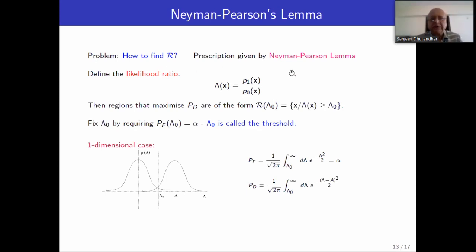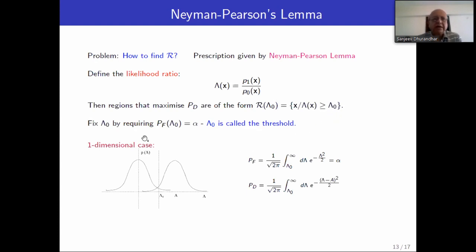How to find R? The prescription is given by the Neyman-Pearson lemma. Define the likelihood ratio, a ratio of P1(x) over P0(x). The regions which maximize PD are of the form R(lambda naught): lambda(x) greater than lambda naught. So lambda(x) is a function, and lambda naught is a number. What it tells you is that PD is maximized for regions of this form, lambda(x) greater than or equal to lambda naught.